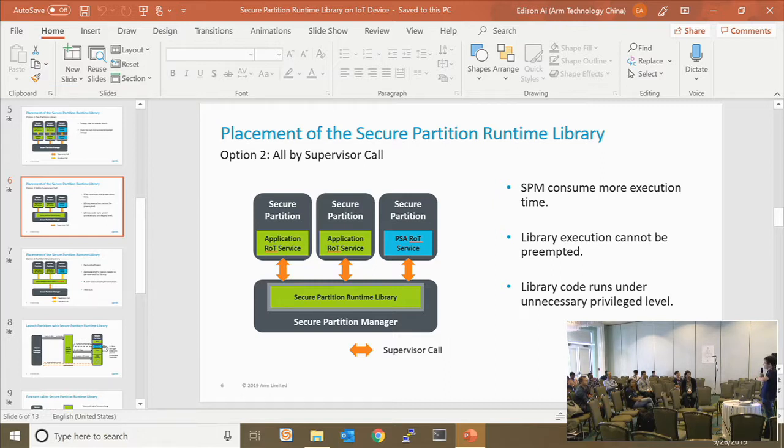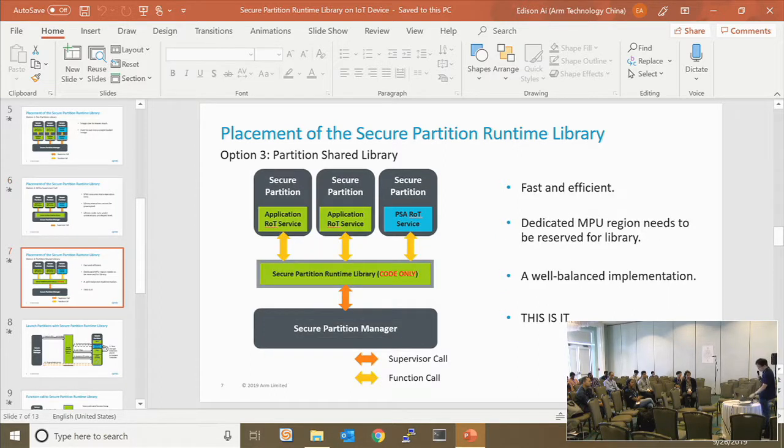Because the SPM works in the high privilege mode, it cannot be interrupted by other services or hardware interrupts, so it needs to spend more time in this mode. And the second reason is that the secure partition runtime library execution cannot be preempted. So in option 3, this is what we choose.